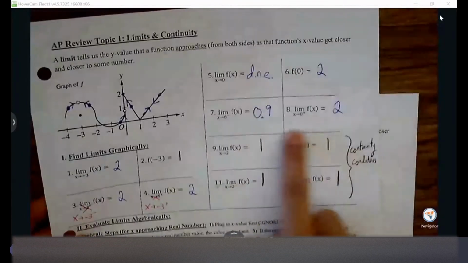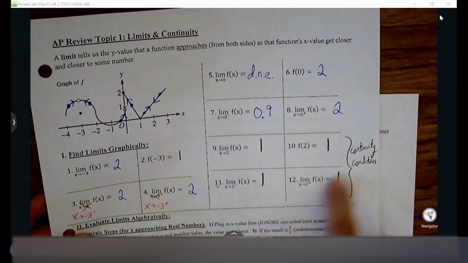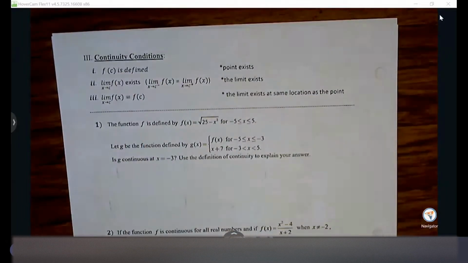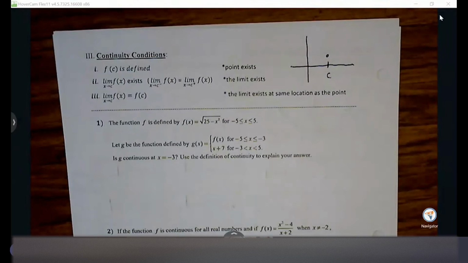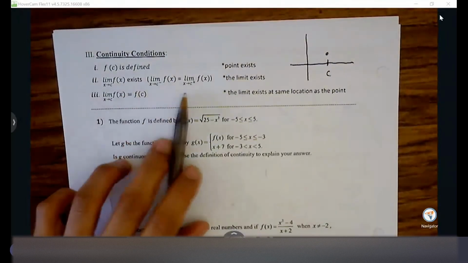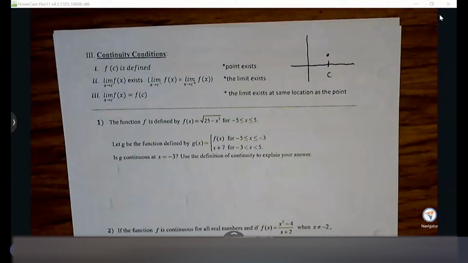Okay. We talked about continuity conditions and demonstrated what's going to occur if a function is going to be continuous. But we have a more formal definition here. So let me go through the definition and then we'll practice them. So the first thing is f of c is defined. Does the point exist? So let me just draw another diagram here. Okay, so the point exists. Let's say this is what the graph looks like. Does the limit exist? So that means, is the graph approaching the same y value from both sides?